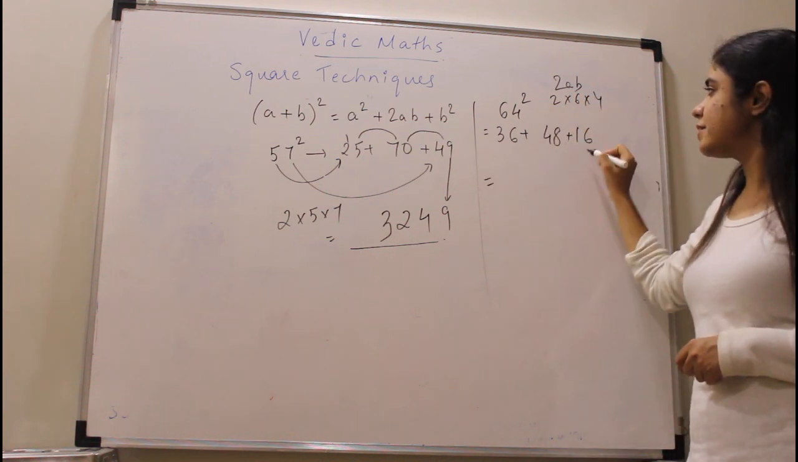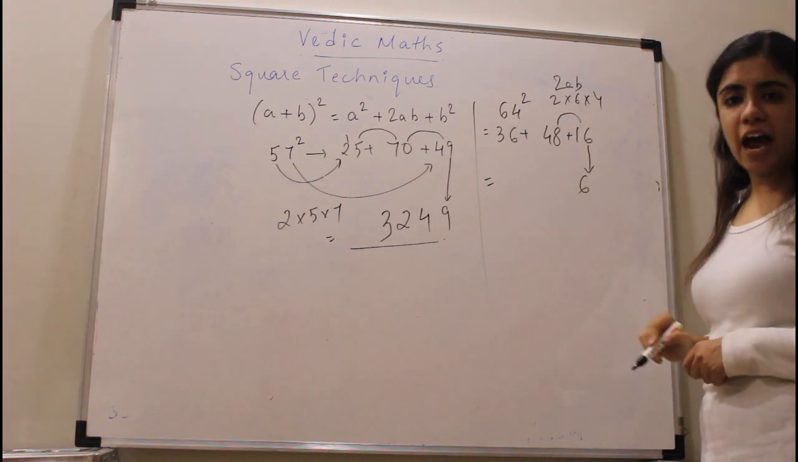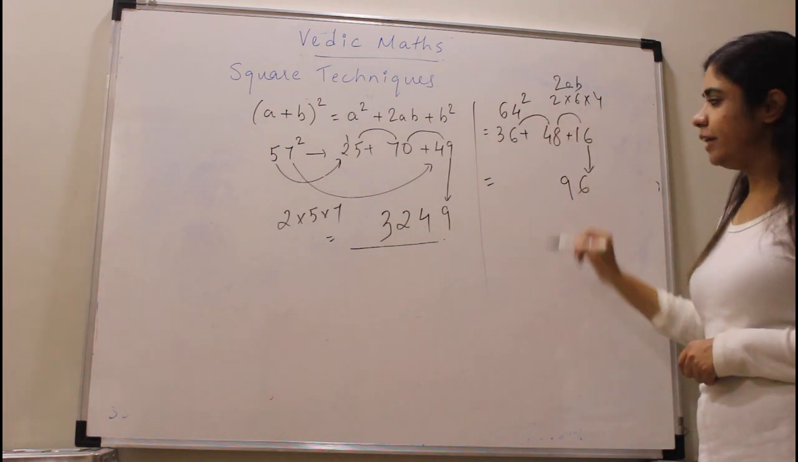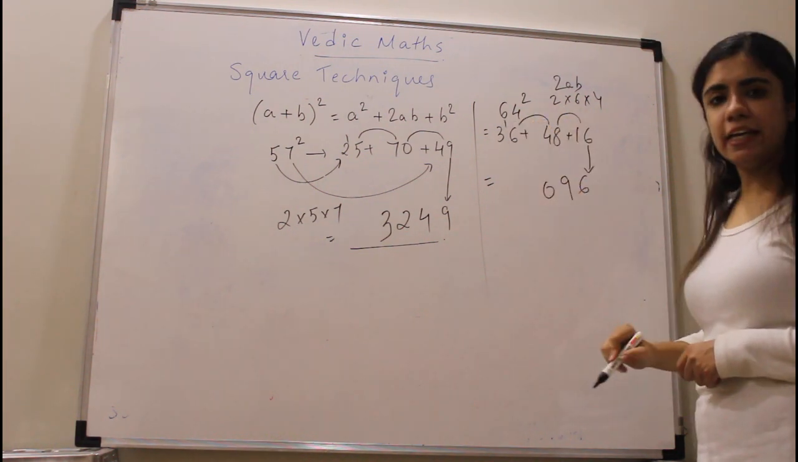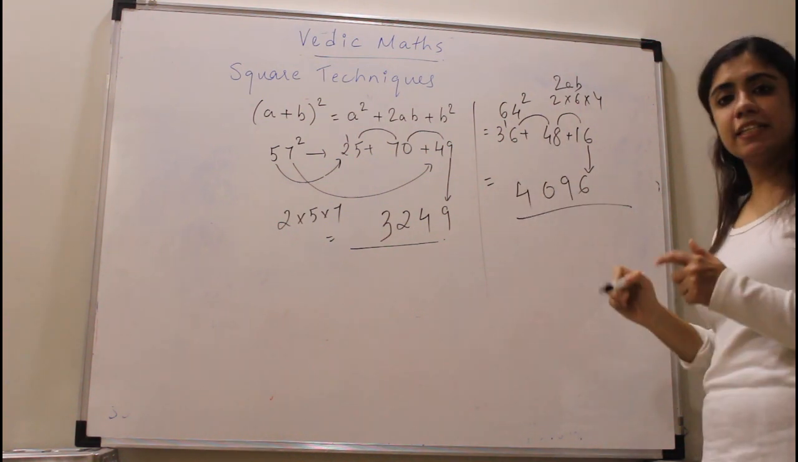Now how will you write this? 6 will be as it is. ठीक है? 1 और 8 add हो जाएगा. So it will become 9. 4 and 6 will get added. It will become 10. So 1 will get carried. And 3 plus 1 will become 4. So 4096 is your answer.